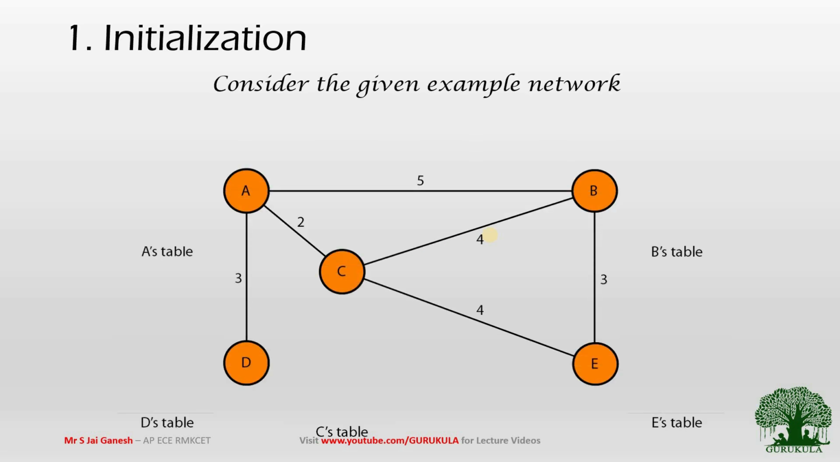So first, let us see what happens in the initialization, and let us consider this given example network. As given in the example network, we could see that there are 5 nodes named A, B, C, D and E. And all these nodes are connected via a link, and each and every link has a cost.